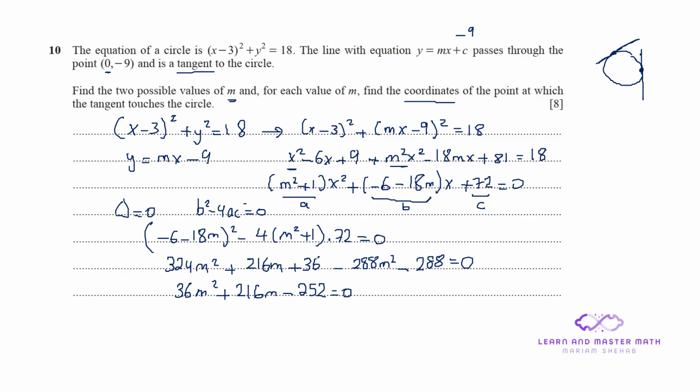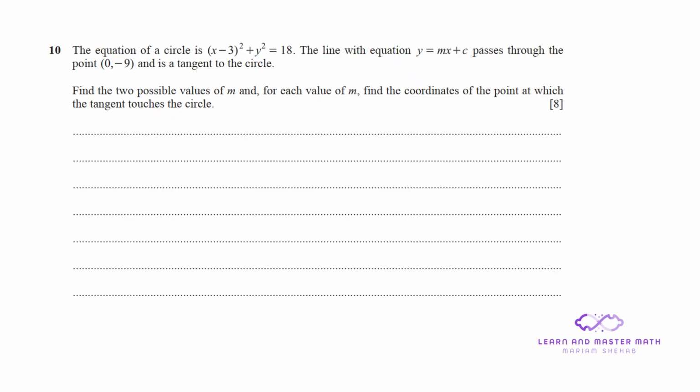And if you factor this, you will get m equals 1, or m equals negative 7. Now we got two values of m. The second part of the question is finding the coordinates of the points for each m. Now for each m, I'm going to find the corresponding coordinates. Let's start with m equal 1.